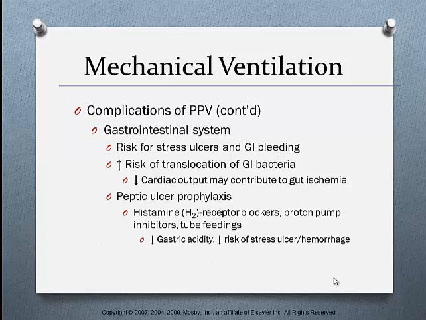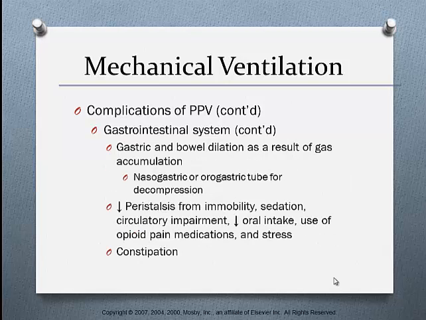Peptic ulcer prophylaxis is histamine receptor blockers, proton pump inhibitors, and tube feedings. This will decrease gastric acidity and decrease the risk of stress ulcers and hemorrhage. Patients on mechanical ventilation are often on Protonix IV drips. We do insert NG and orogastric tubes to decompress the stomach.